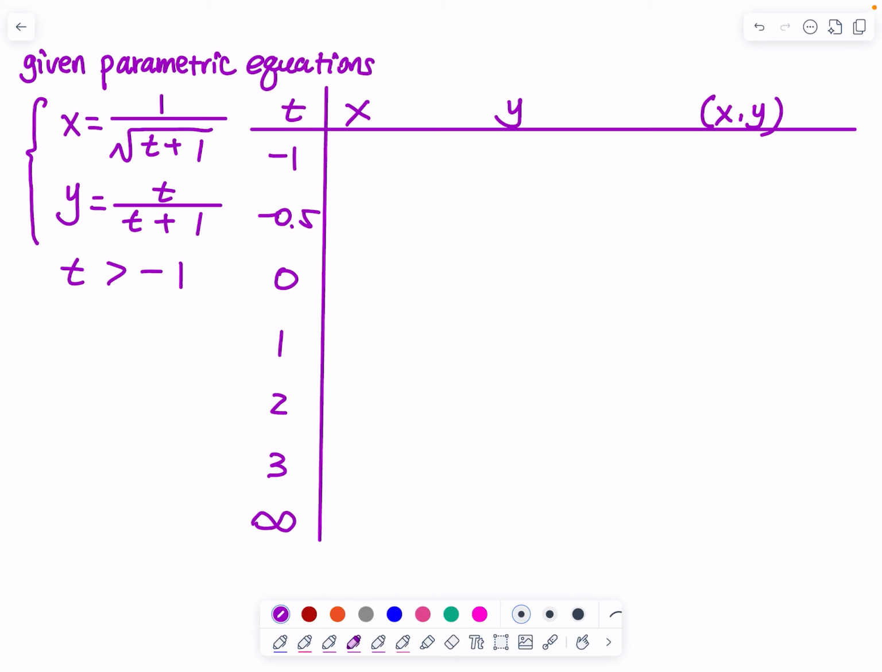I would like to sketch the graph of these parametric equations. x equals 1 over the square root of t plus 1, y equals t over t plus 1, and I would like t to be greater than negative 1. That makes sense because when t equals negative 1, you have a 0 in the denominator. So when you plug in t equals negative 1, x and y are undefined.